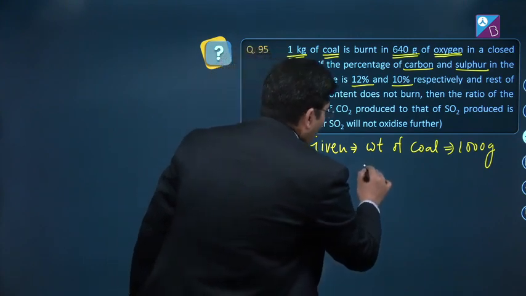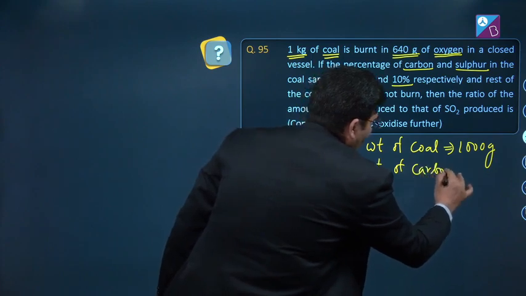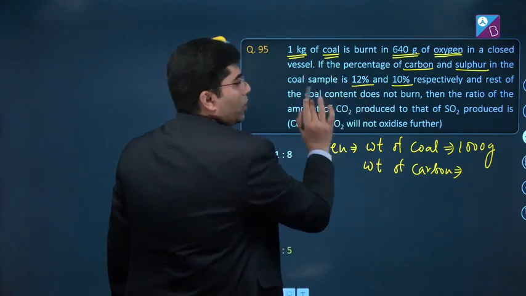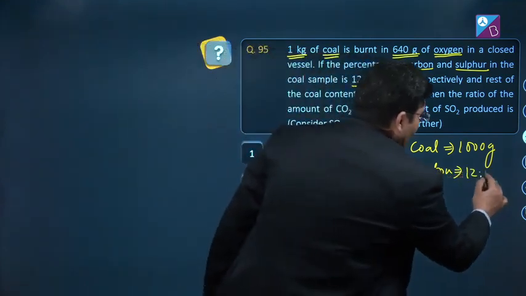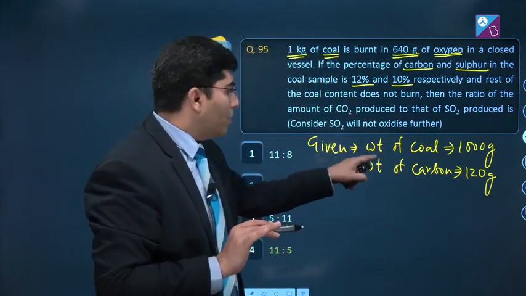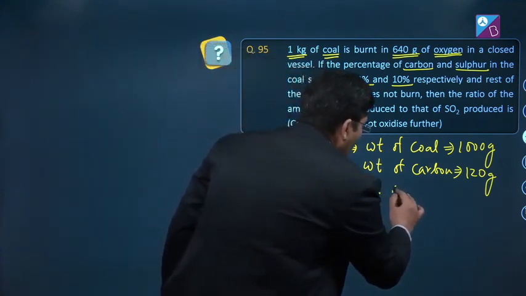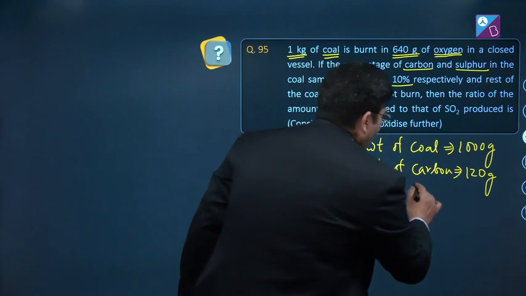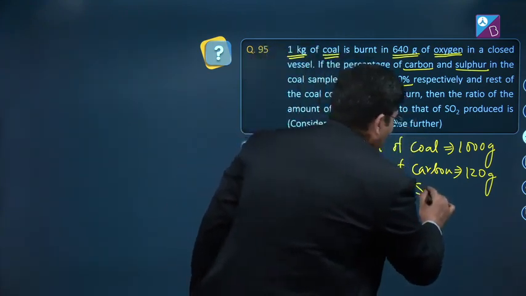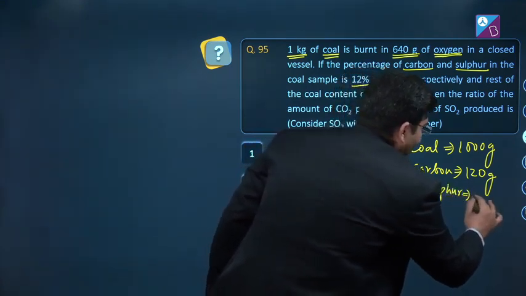After that, if we talk about the weight of carbon, now carbon is 12% of the coal, so it will be 120 gram, right. Weight of the coal is 1000 gram, weight of the carbon is 120 gram, and the weight of sulfur is given to us, that is 10%, meaning 100 gram.